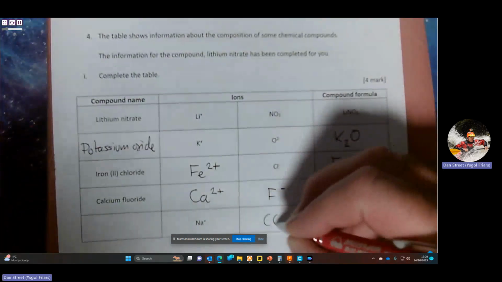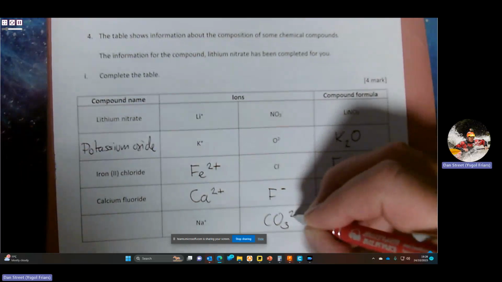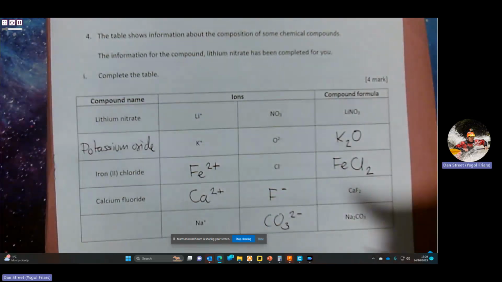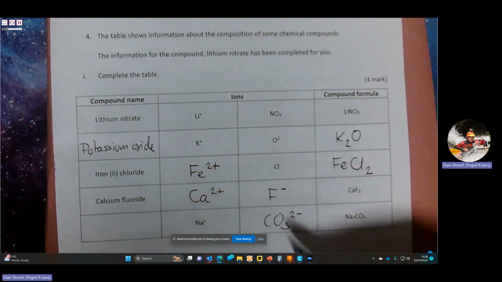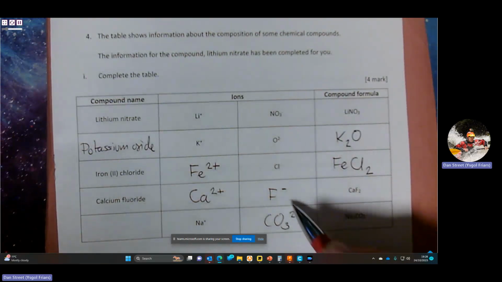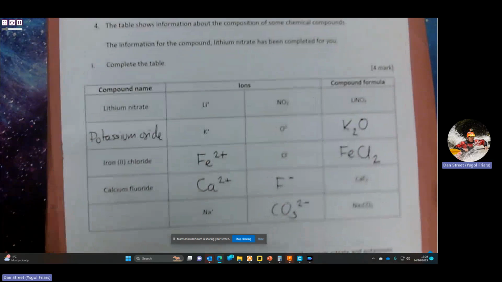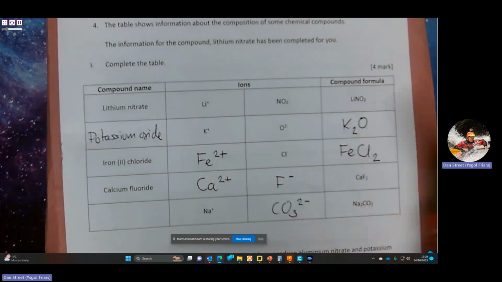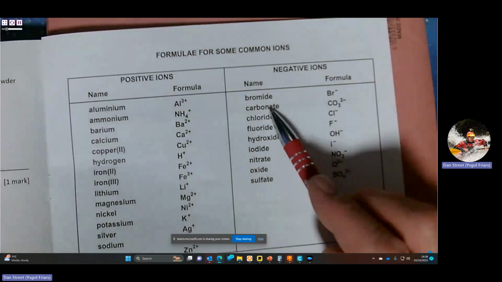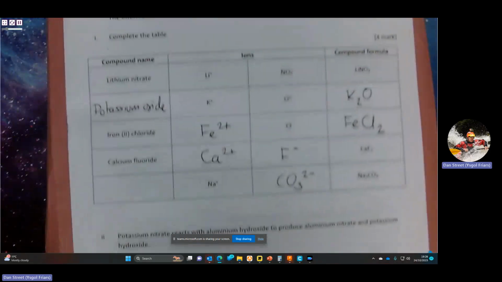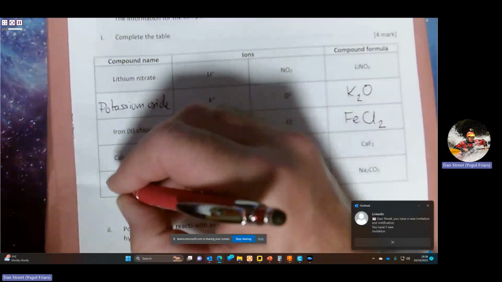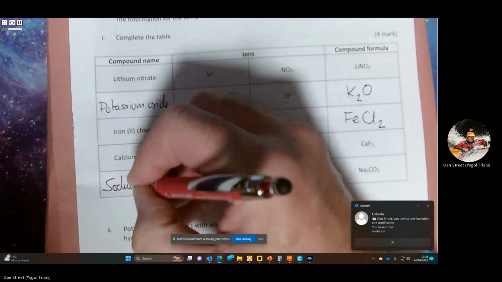So CO3 2 minus, and again it's important you know where to put these numbers. So the 3 means 3 oxygens and the 2 minus means the whole thing has got a negative charge. And we saw previously that this ion here is called the carbonate ion. Okay, so consequently this is sodium carbonate.